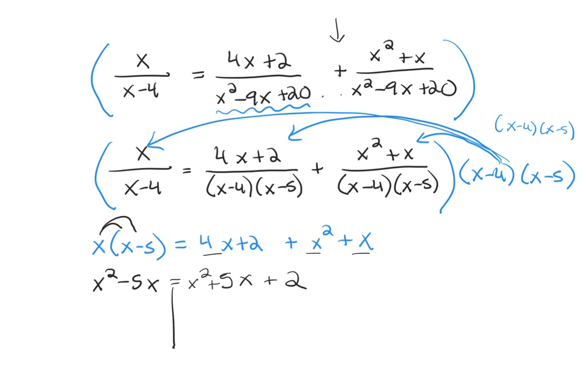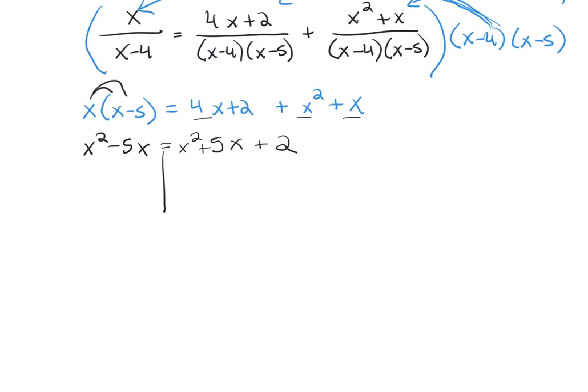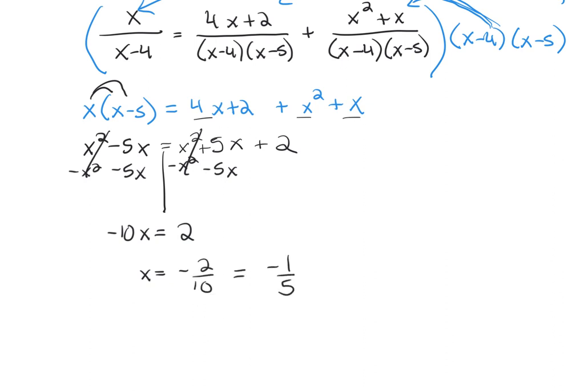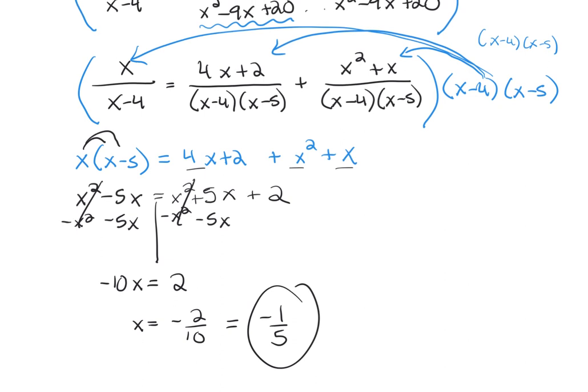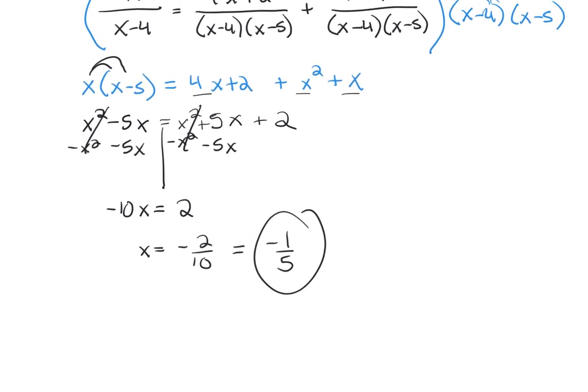Now, let's solve for x. Okay, so if I subtract x squared on both sides, they will just cancel out. That's kind of nice. I will subtract 5x on both sides, so negative 10x equals 2, and then divide. X equals negative 2/10, which is negative 1/5. So starting out with a pretty complicated looking equation to solve for x, and breaking it down, we get a pretty easy answer.